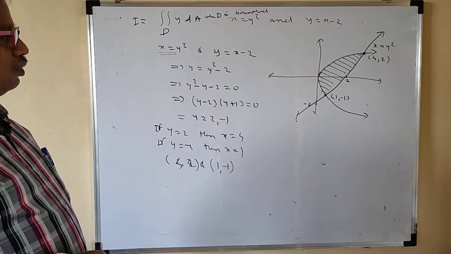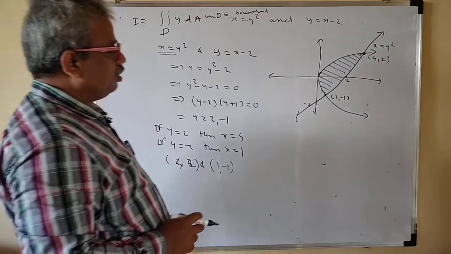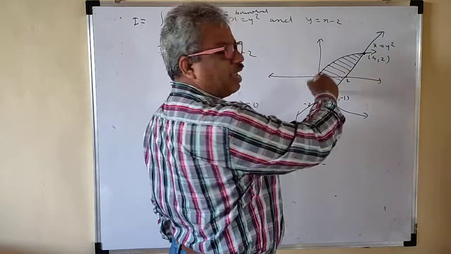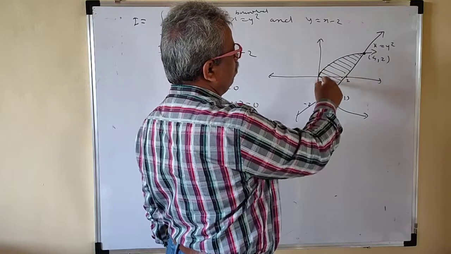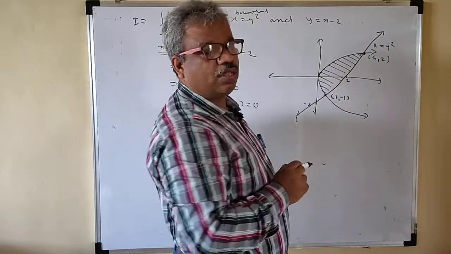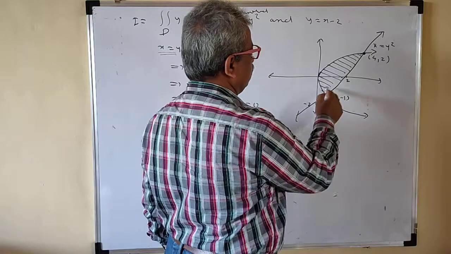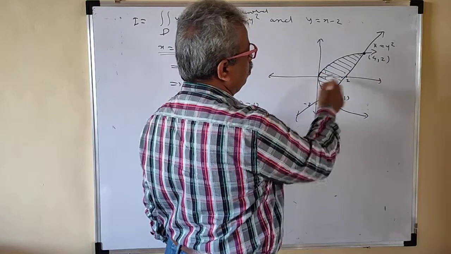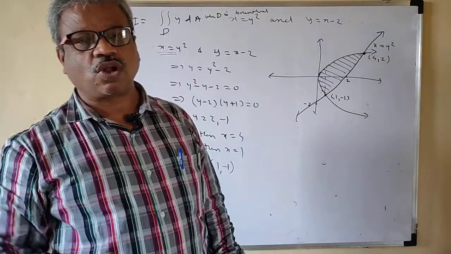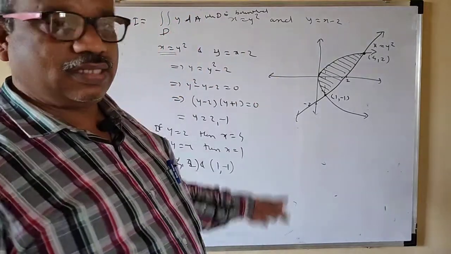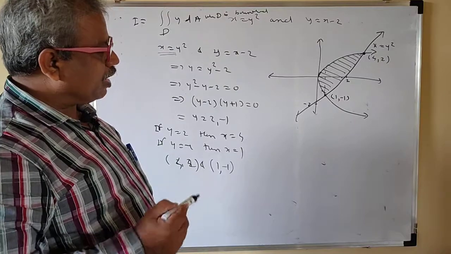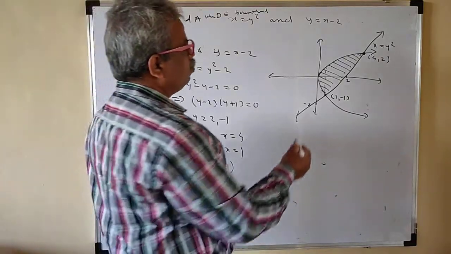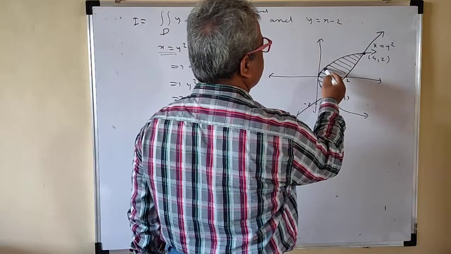Now what we'll do? See here. If you draw a line parallel to the x-axis, then your parabola is divided into two parts. If you draw this line, it is divided into two parts. That means if you draw a strip parallel to the y-axis, then your integral is divided into two parts. So what do we do? We draw a strip parallel to the x-axis.